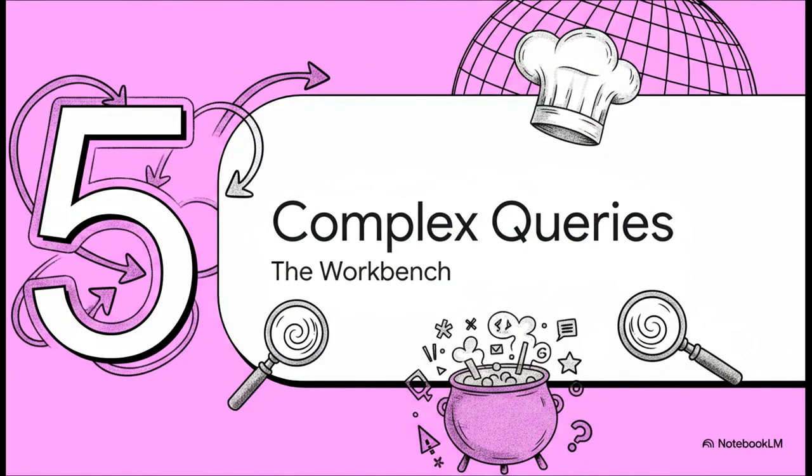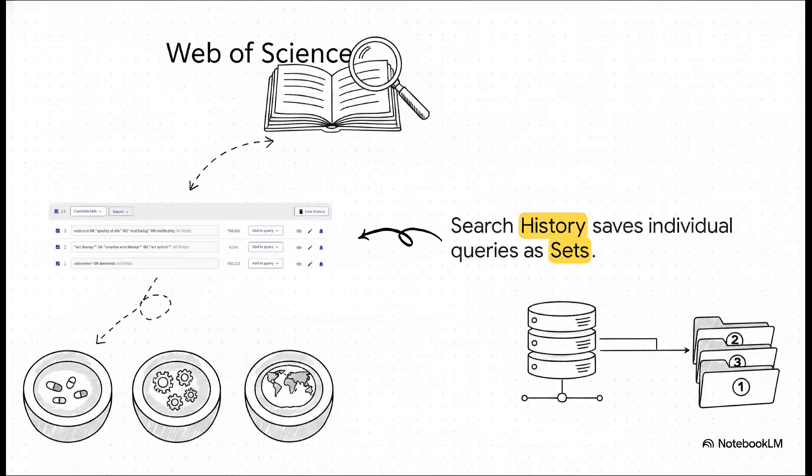Which brings us to our final section, building complex queries. Think of this as our workbench. So we've learned the codes, the wildcards, and the logic. Now let's actually step into the Web of Science interface to cook up your ultimate search. The cool thing is, the database remembers your work. Every search you execute is automatically saved in your search history as a numbered set. Set 1, set 2, set 3, and so on.